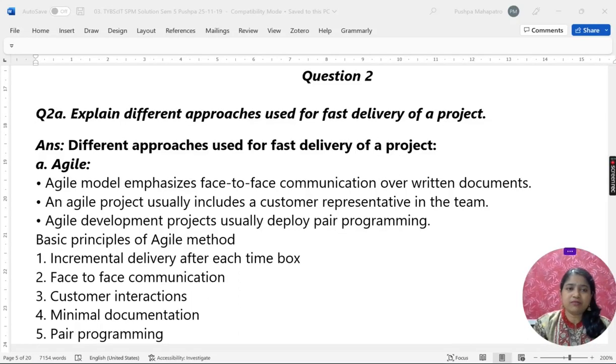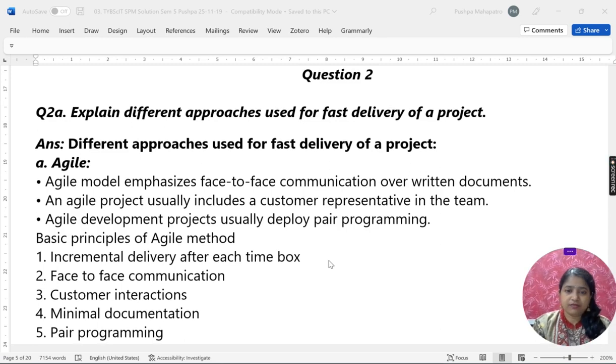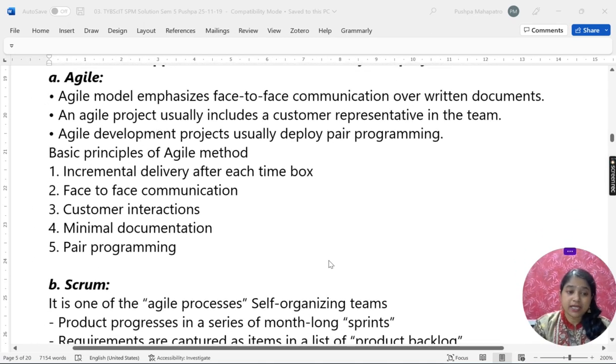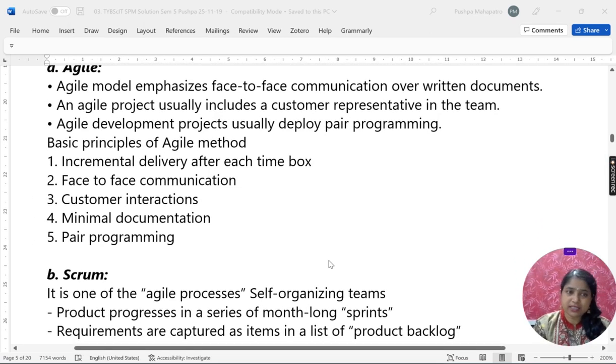तो आज हम देखते हैं क्वेश्चन नंबर 2. एक्सप्लेन डिफरेंट अप्रोचेस यूज्ड फॉर फास्ट डिलीवरी ऑफ प्रोजेक्ट. तो फास्ट डिलीवरी ऑफ प्रोजेक्ट के लिए हम अलग अलग मेथड्स यूज कर सकते हैं, जैसे कि हमारा अजाइल है, स्क्रम है. तो आपको अजाइल, स्क्रम, एक्सट्रीम प्रोग्रामिंग, ये सब के बारे में एक्सप्लेन करना है.